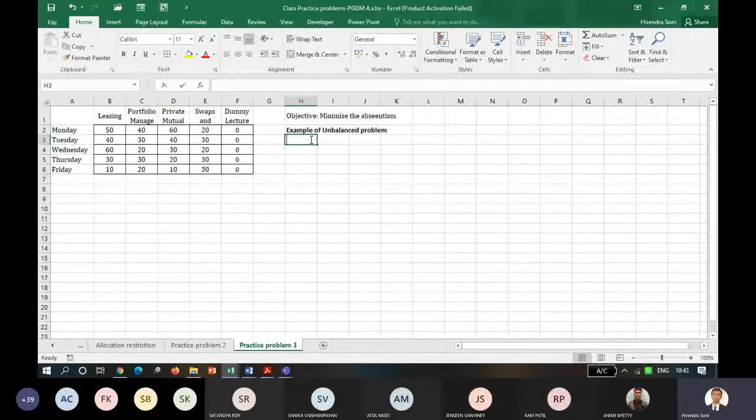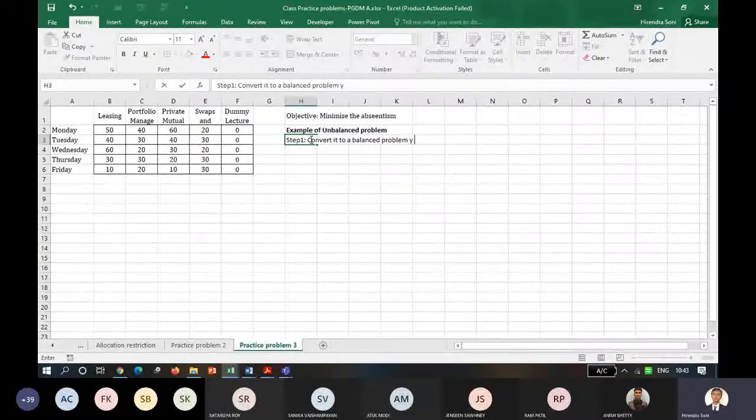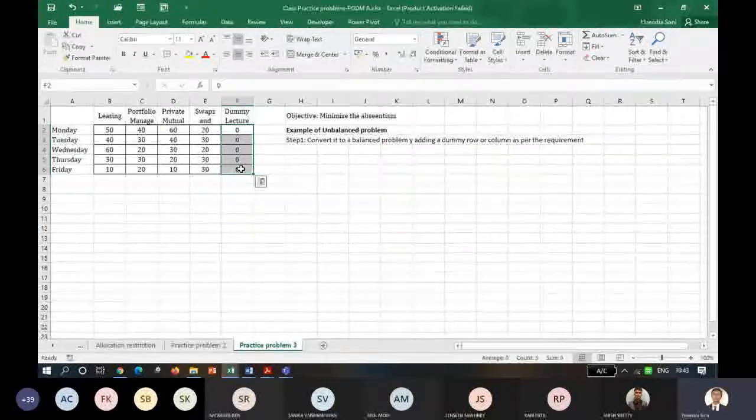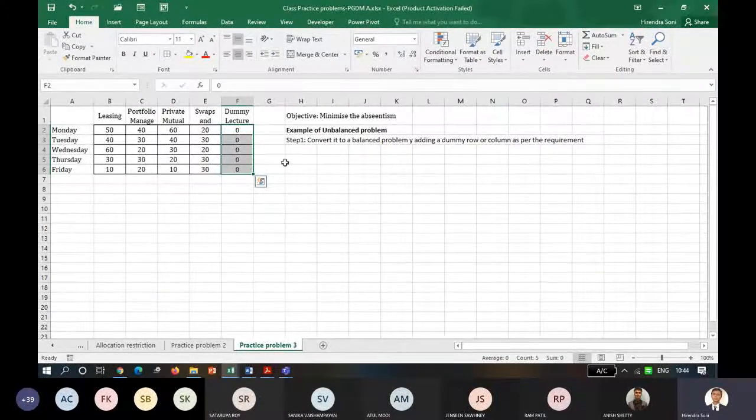Okay, so step 1: convert it to a balanced problem by adding a dummy row or column as per the requirement. The values that you are going to put in it would be 0. In the majority of cases we will put 0, but we'll come across a situation wherein we don't put zeros also. I will talk about it in my later class.